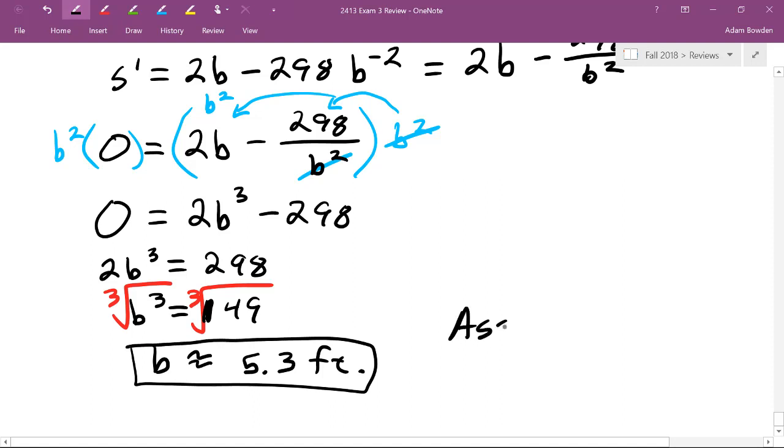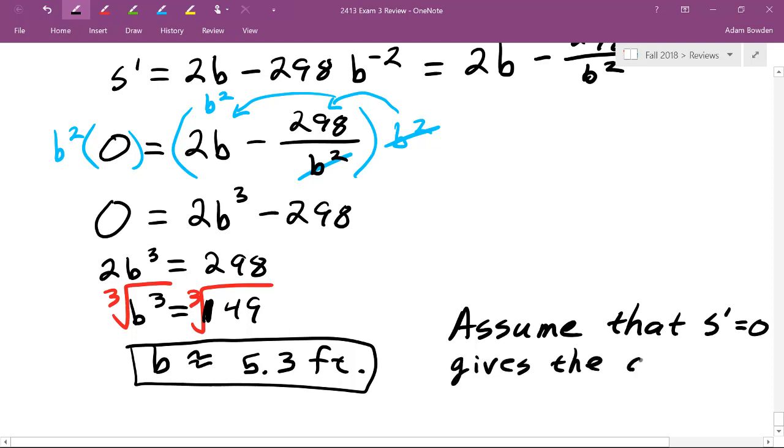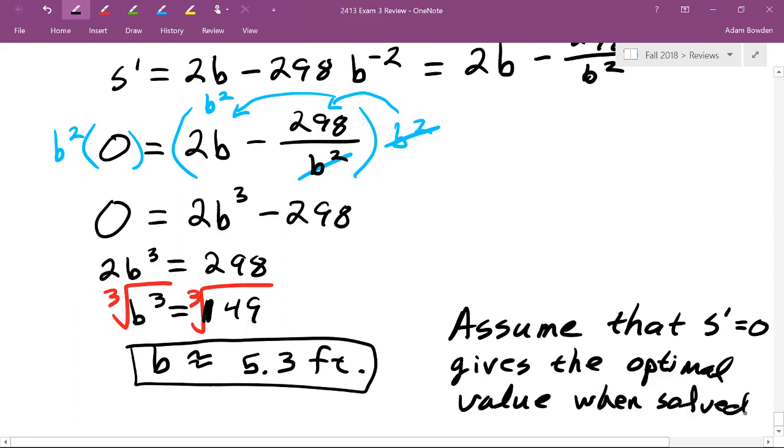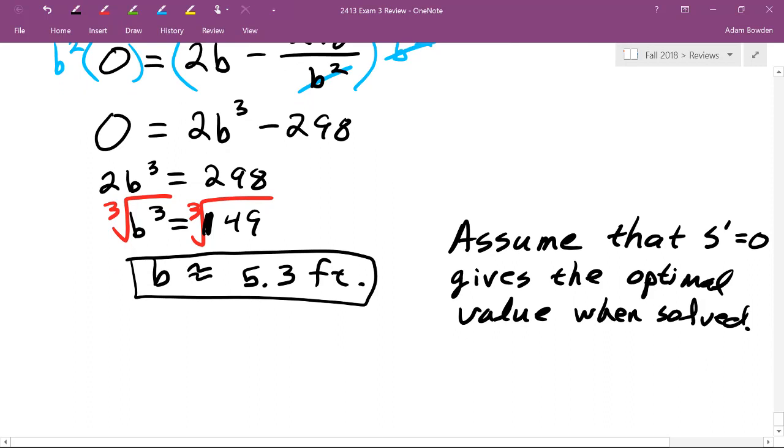So for time considerations on this question, we're just going to make the assumption that S prime equals 0 gives the optimal value when solved. Okay, so that is the optimal value for the base to give the minimal surface area.